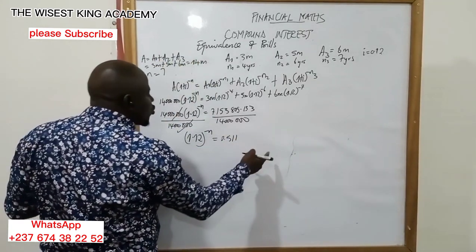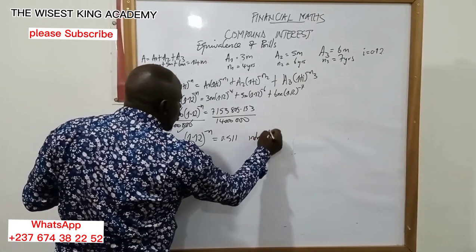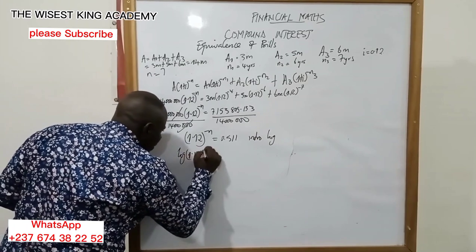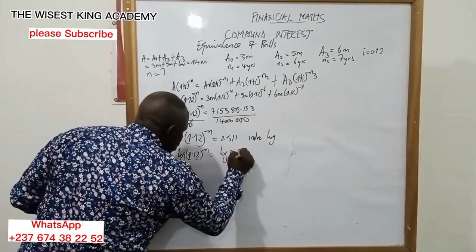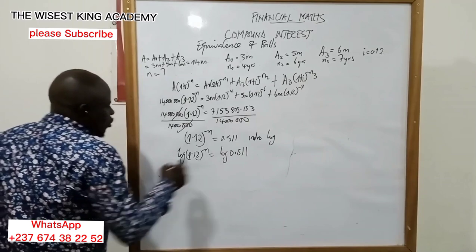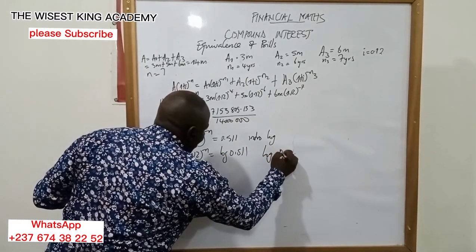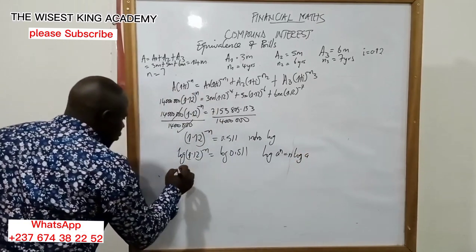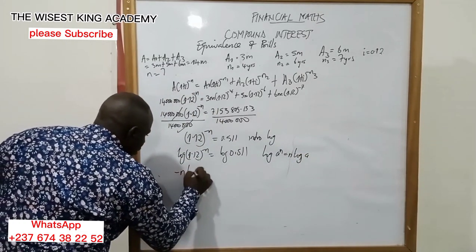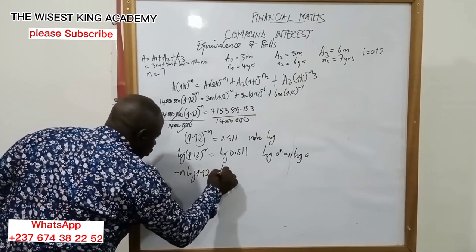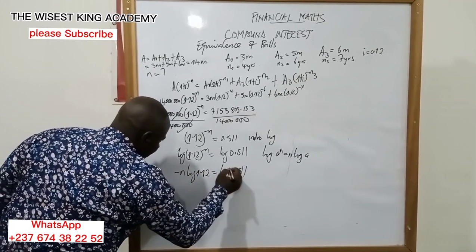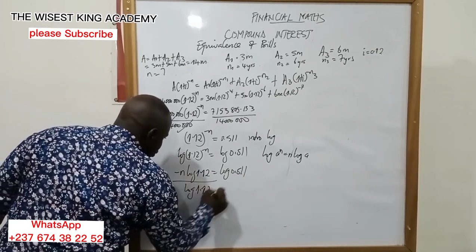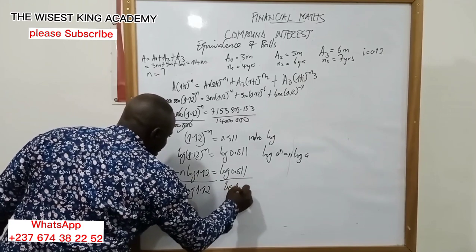So at this stage, I introduce log. If I introduce log, I'm going to have log of 1.12 raised to the power negative n equals log 0.511. Don't forget, log a to the power n is equal to n log a. So I'll bring down negative n log 1.12 equals log 0.511. So I'll need to divide both sides by log 1.12.